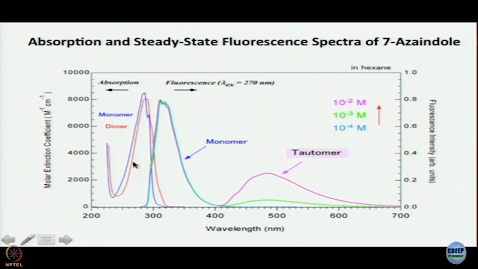For our purpose, what we need is this: upon increasing concentration from 10 to the power minus 4 to 10 to the power minus 2 molar, a small change in absorption is seen, but what is most significant is that the monomer emission goes down, and you do not see it going down here because it is normalized, and the tautomer emission becomes very prominent between 400 to 700 nanometer, with emission maximum somewhere at 480, 490 nanometer. This tautomer emission becomes prominent at higher concentrations.